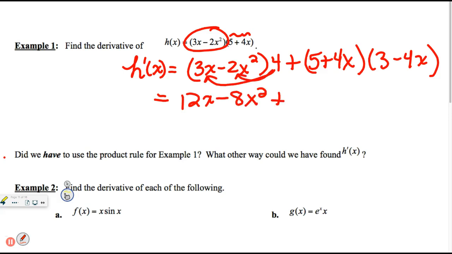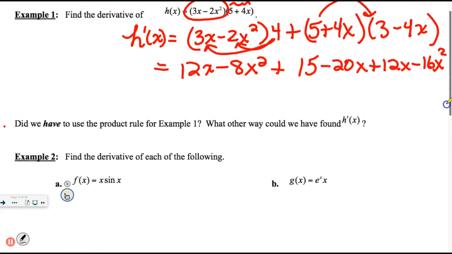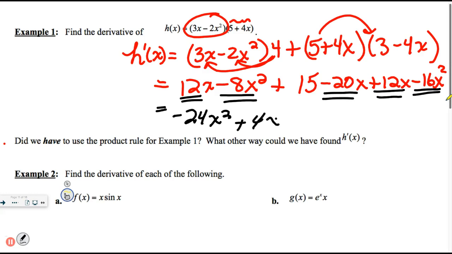So distribute, FOIL. This isn't very fun right now. And then you would combine like terms. And I know you know how to do that, so I'm not going to waste your time combining like terms. Actually, I am going to waste your time because of the next question. So let's do our negative 24 x squared. Looks like we have a 12x, and 24, down 20. I'm at 4 x's, it looks like, and a plus 15. Hopefully I didn't make any mistakes. If I do, they're going to fall out in my next demonstration here.